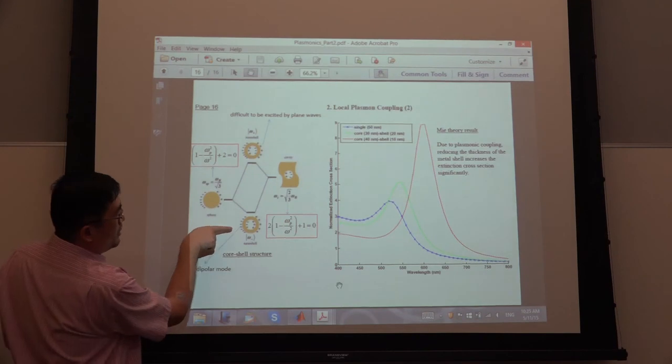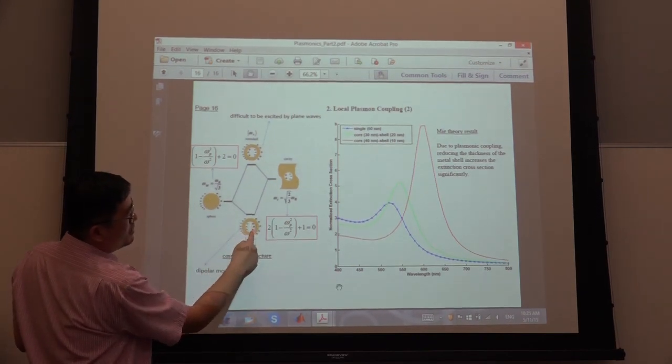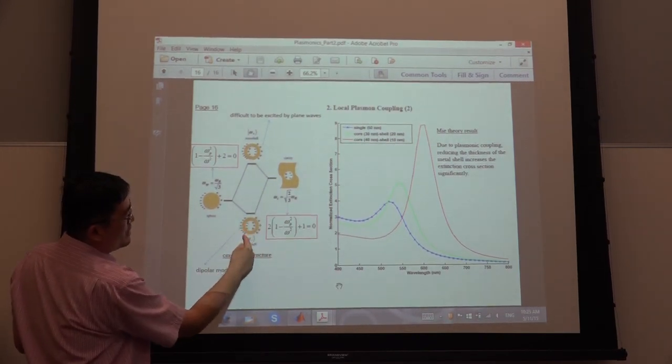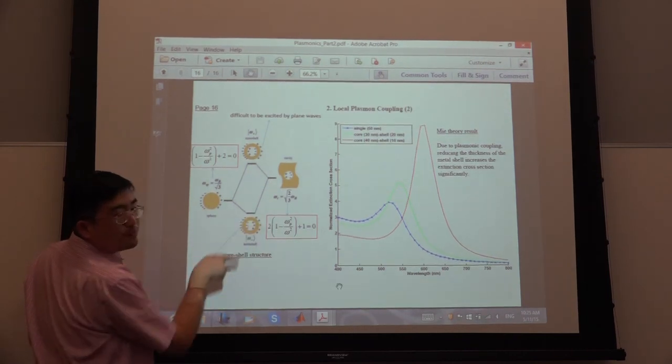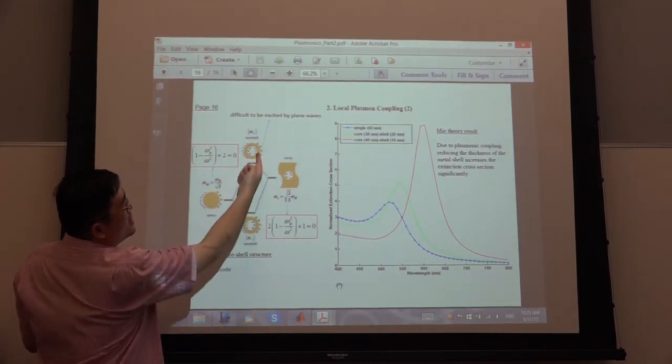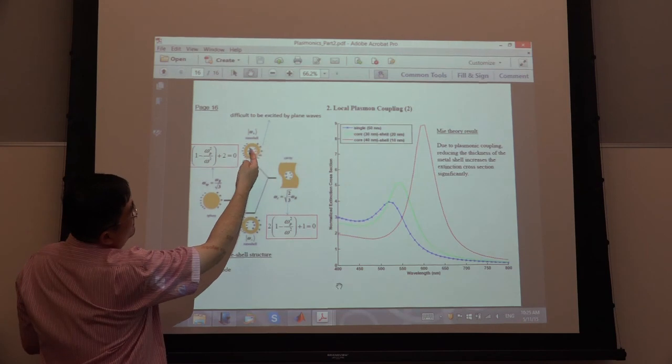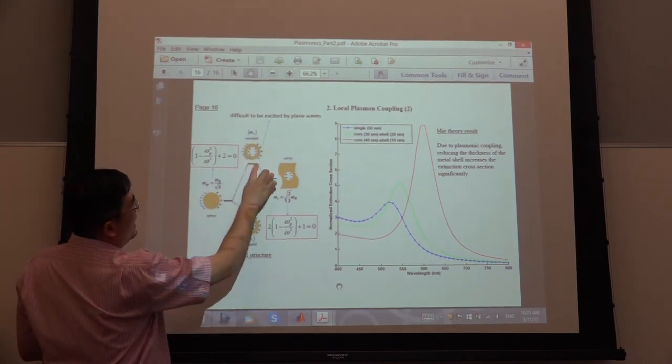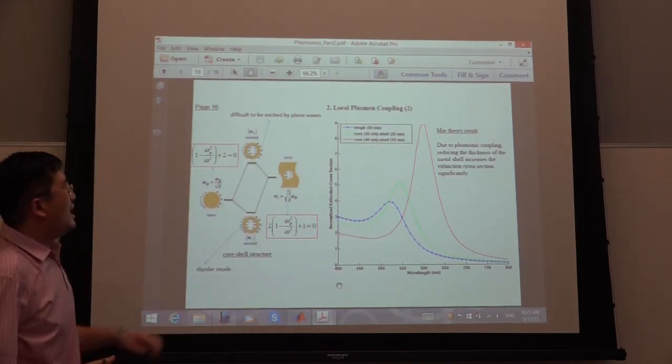One is lower. You can see this is the dipole mode. This is positive, negative. You can see this is dipole. Okay. In a high order mode, you can see they change the sign. This is the high order mode, so there is a lower frequency and a higher frequency.